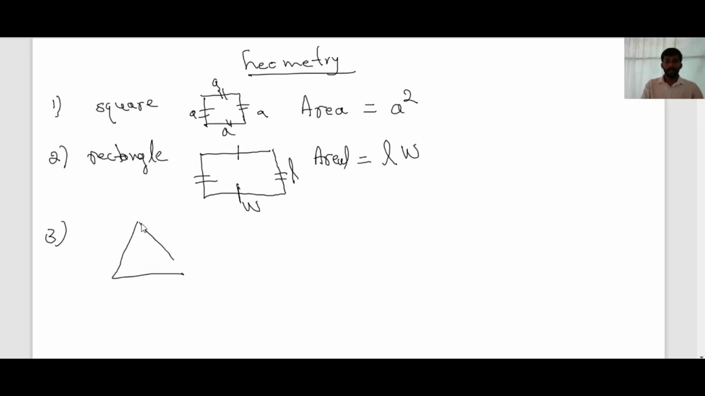Then take the triangle. Okay, let H be the height of the triangle and B be the breadth of the triangle. Okay, then what's the area of the triangle? The area of the triangle is equal to height into breadth, right?